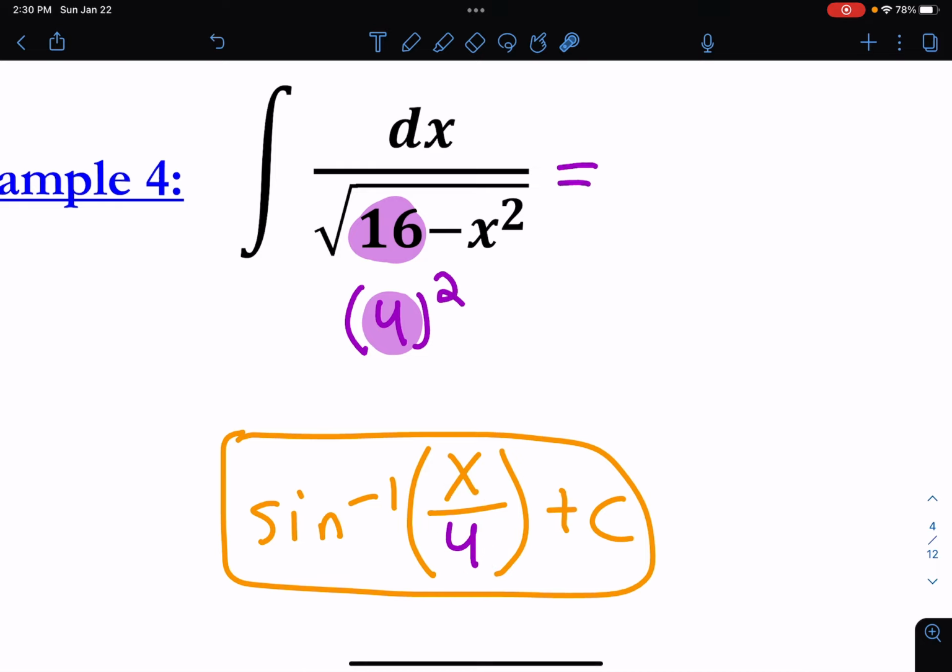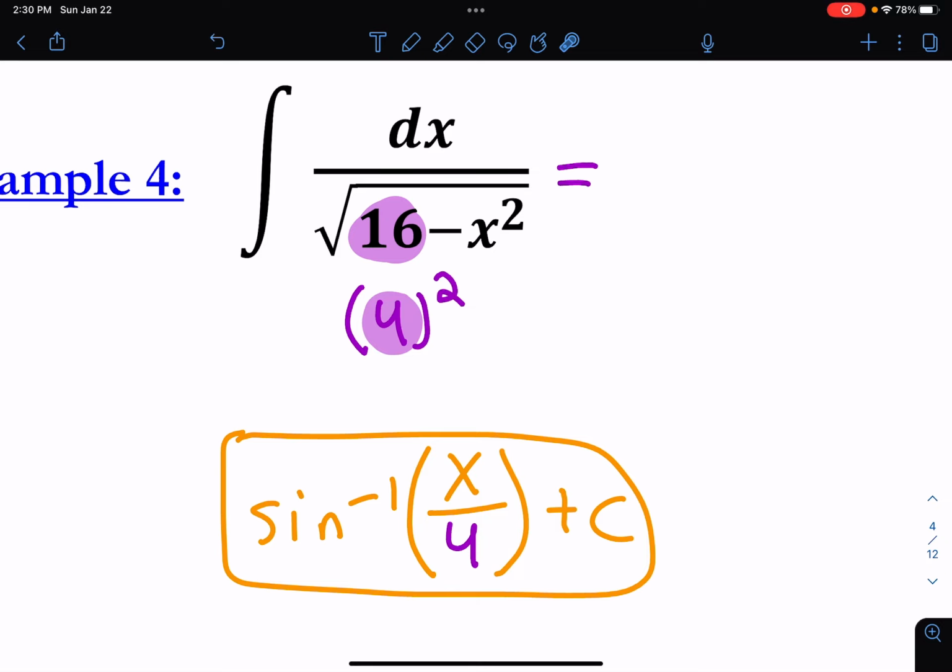plus c. Now, if this was something other than x squared, like let's say this was parentheses 2x to the second power, then I would have to divide the whole thing by 2. Then I would have to do anti-chain rule. But as it stands, this is one where you can just go sine inverse of x over a as long as you can identify what the a is.